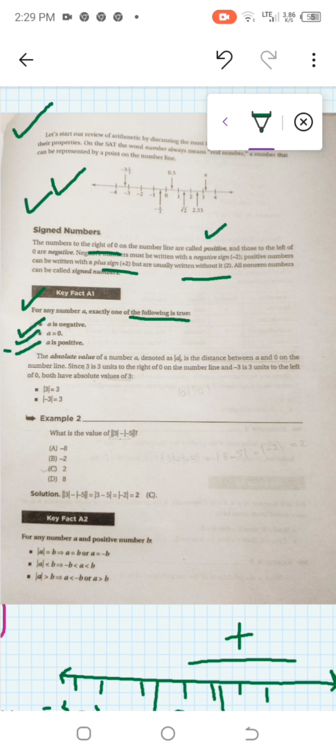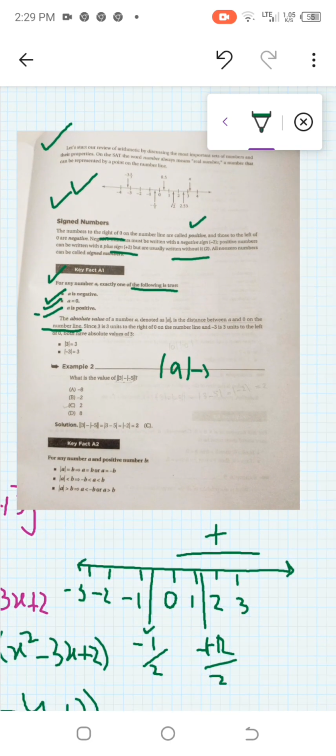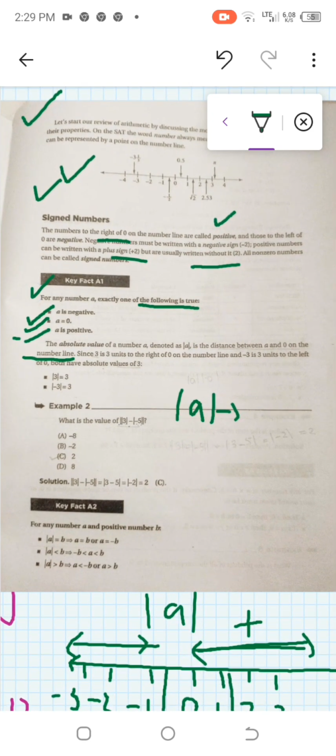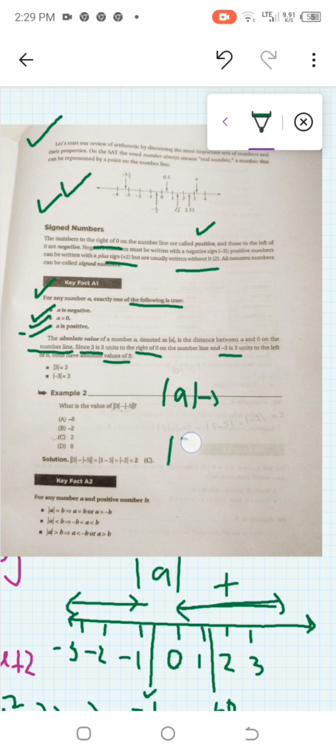The absolute value of the number is denoted by a bar. अभी जो एब्सोल्यूट वैल्यू होती है नंबर की, that is denoted by a bar, is the distance between a and 0 on the number line. This is basically the distance from 0 to positive or 0 to negative, represented by a bar. Since 3 is 3 units to the right of 0, and minus 3 is 3 units to the left of 0, both have the same absolute value. So here you can see bar 3 bar is equal to 3.